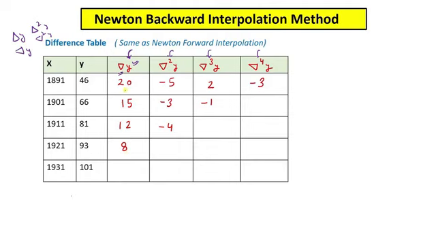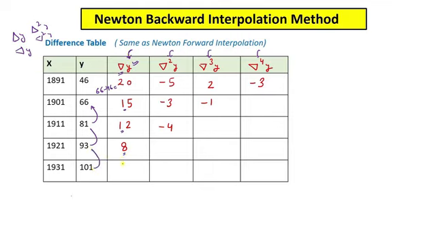So this is again same as the forward interpolation method. So what we have done is we have subtracted 66 minus 46. That means this 20 is equal to 66 minus 46. Now again 81 minus 66, it will be 15. Then 93 minus 81, the difference is 12. So we have written here. Now 101 minus 93, it will be 8.